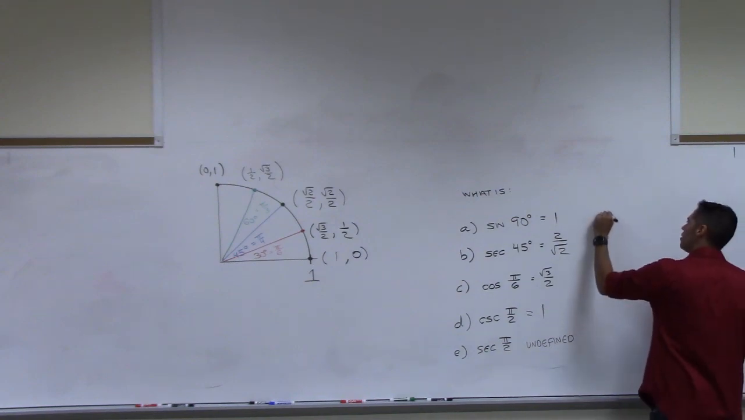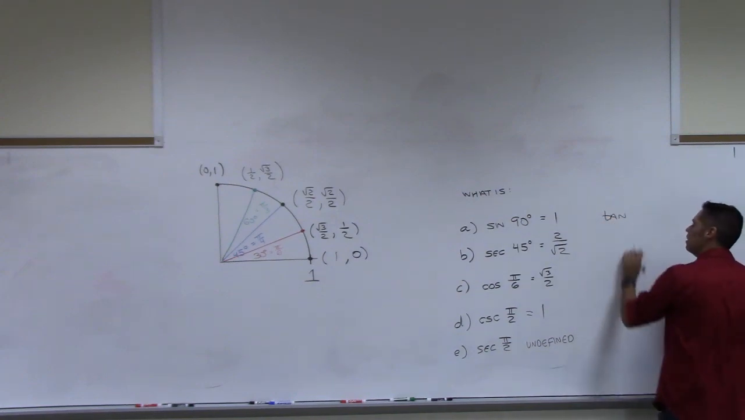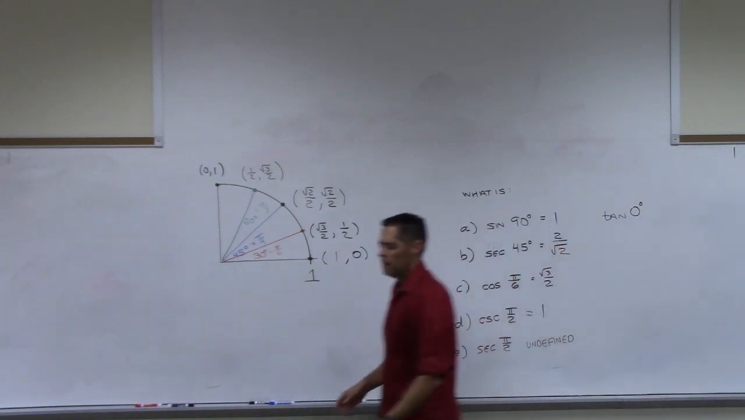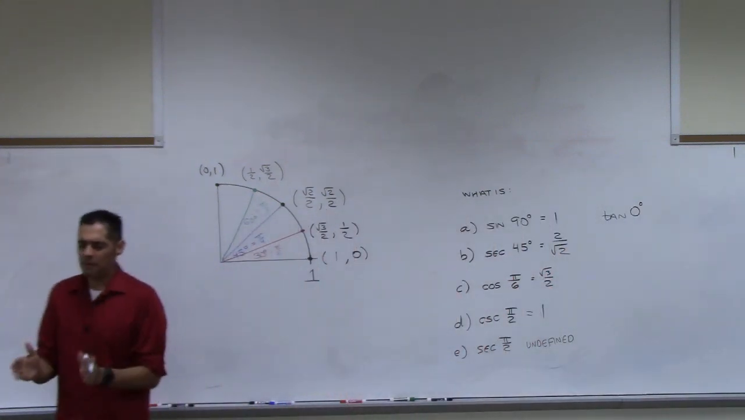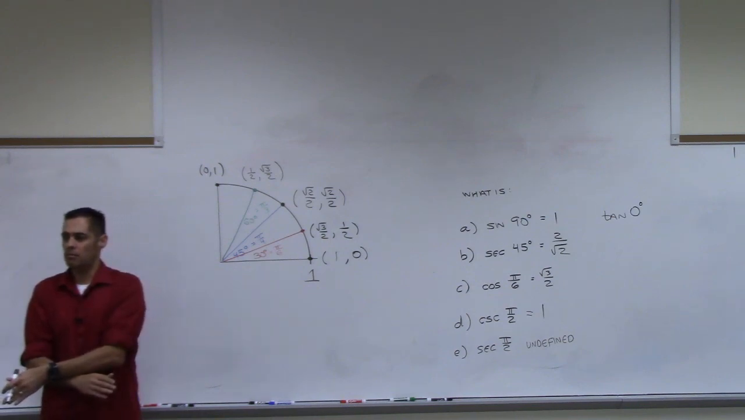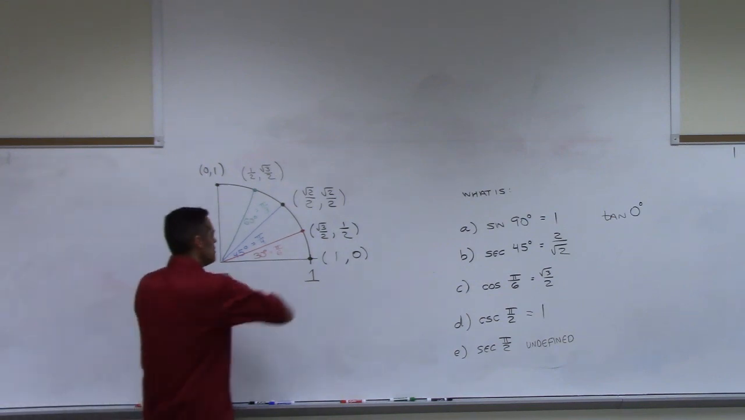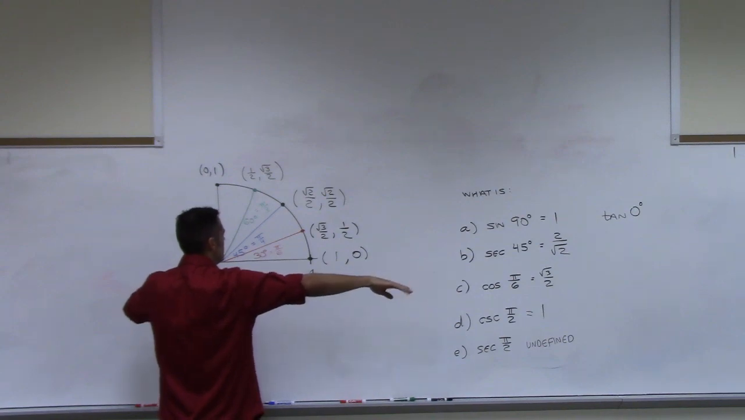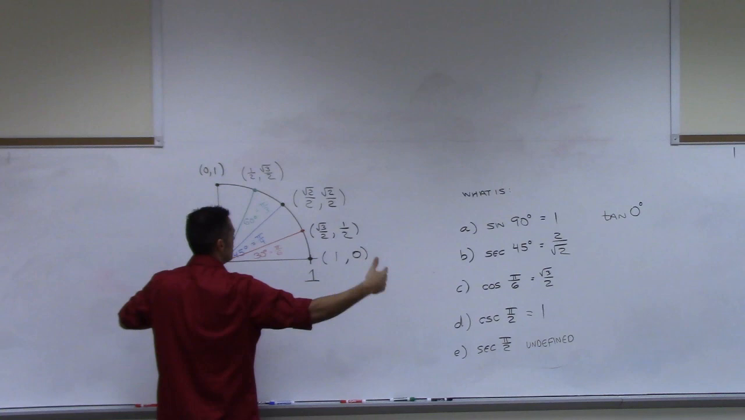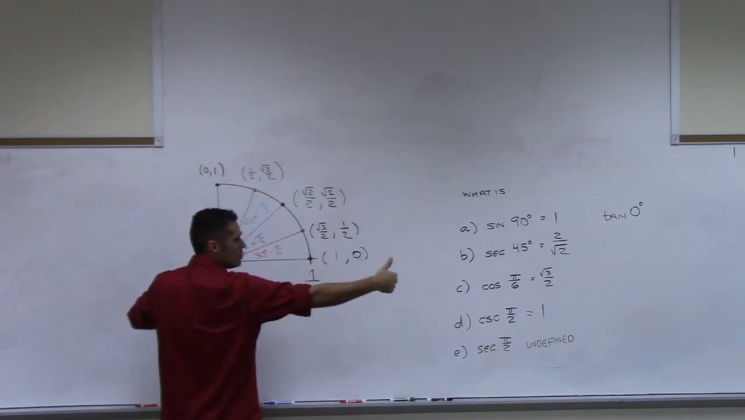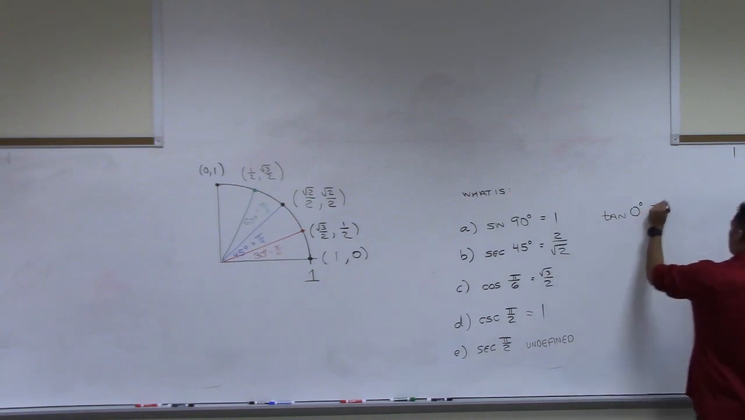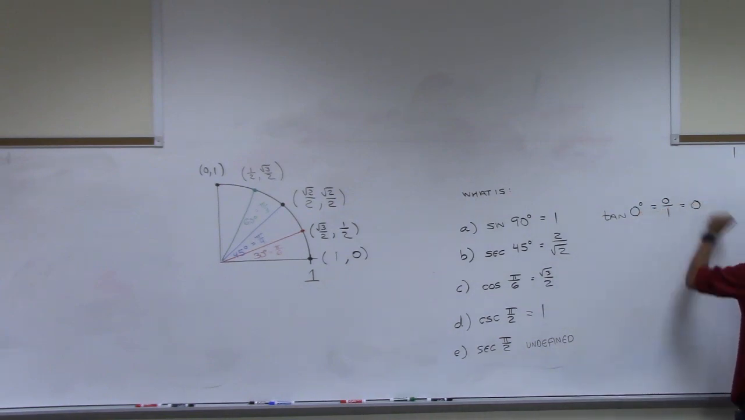What would tangent of 0 degrees be? All right, so tangent by definition is the y-coordinate divided by the x-coordinate. Yes? So I go to 0 degrees. My y-coordinate is 0, my x-coordinate is 1, right? So I'm doing the y-coordinate 0 divided by 1, which is 0. So it's okay to have 0 on top. Just can't have 0 on the bottom.